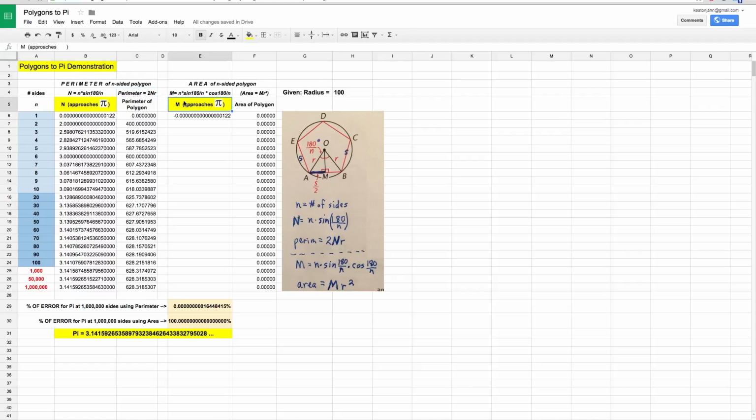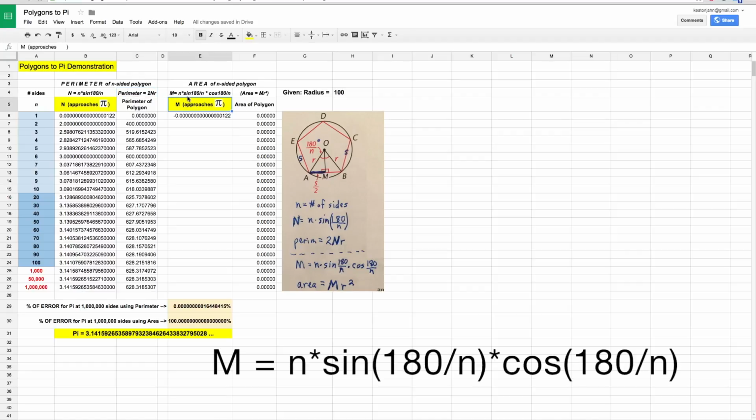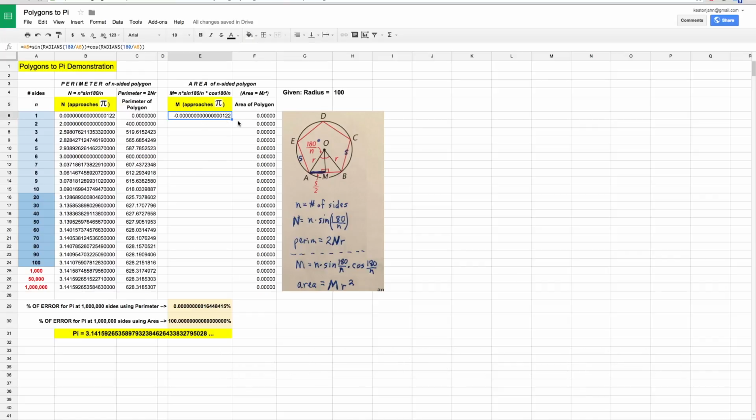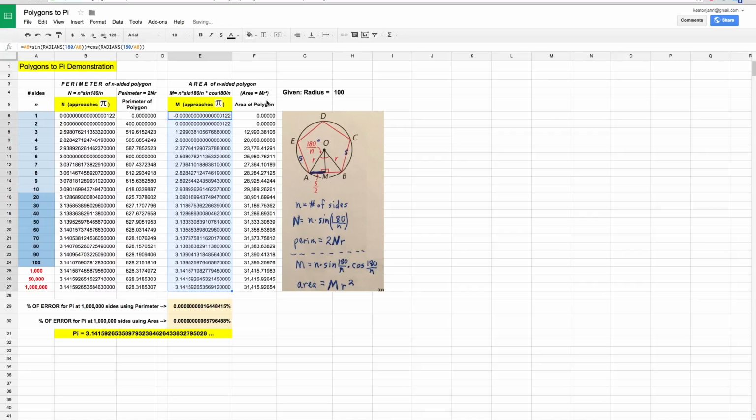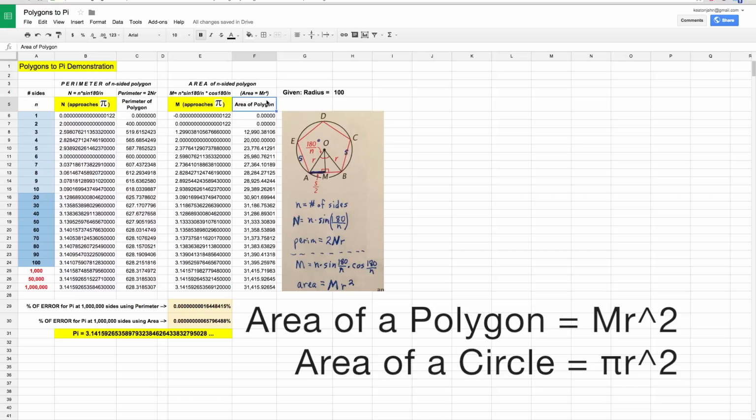Moving on to our variable M, which is equal to the number of sides times the sine of 180 divided by the number of sides times the cosine of 180 divided by the number of sides. I'm going to take that formula and pull it down here. You can see the calculations. And M is important for calculating the area, because the formula for the area of our polygon is Mr squared.